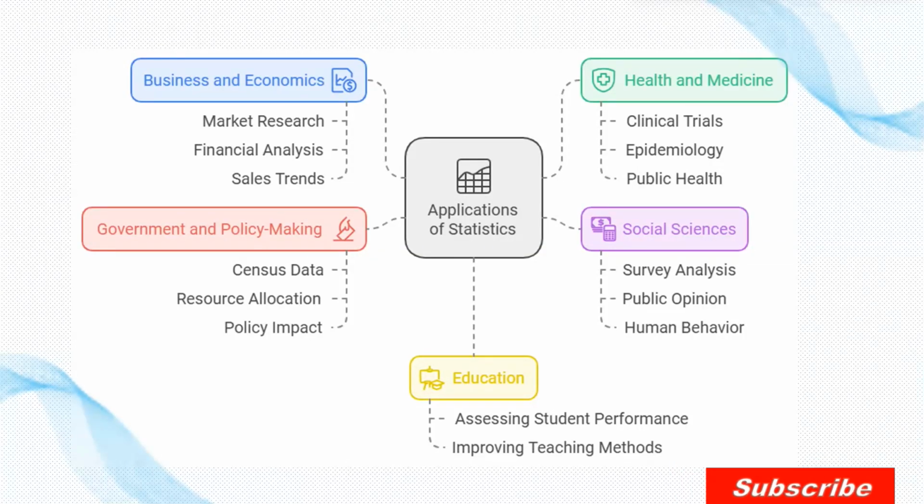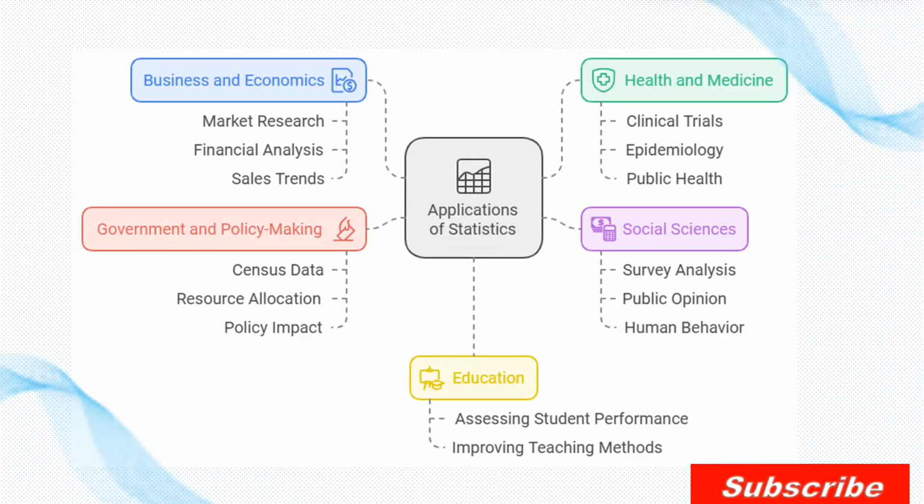In government and policymaking, governments use statistics to allocate resources, develop policies, and assess the impact of interventions. For instance, census data provides valuable information on population demographics, which helps in planning for schools, hospitals, and infrastructure.